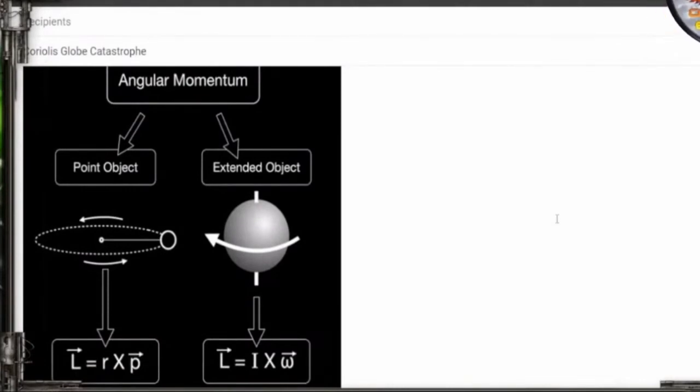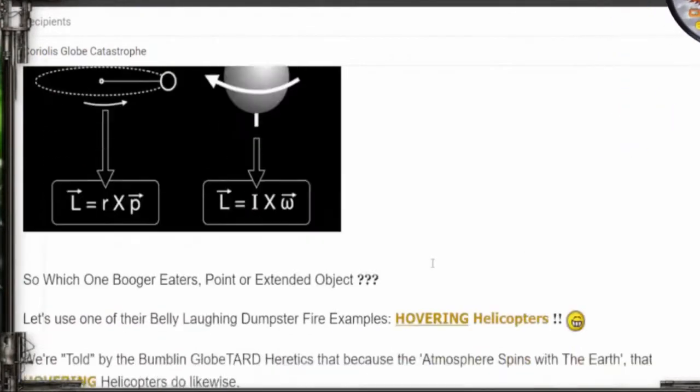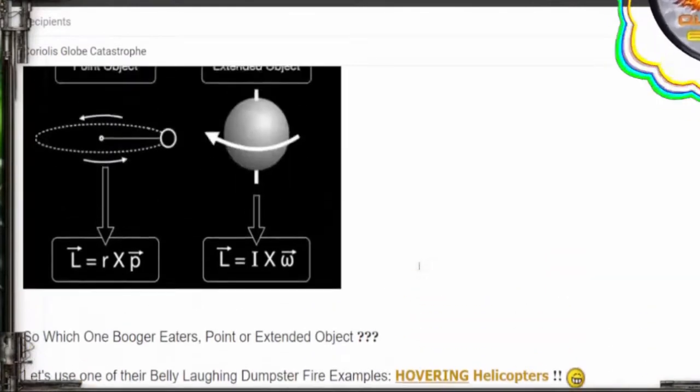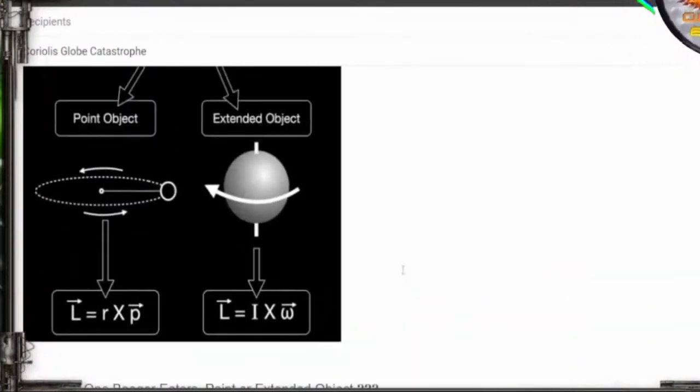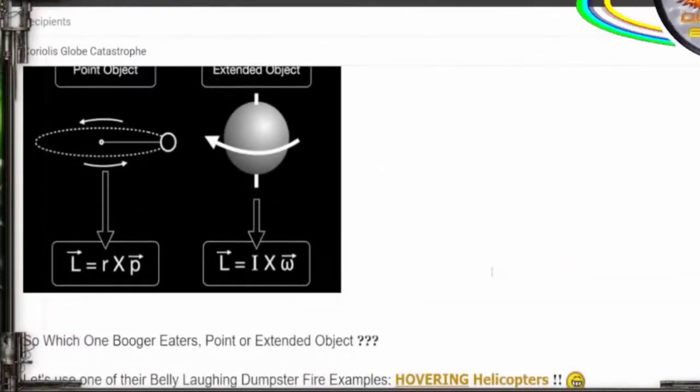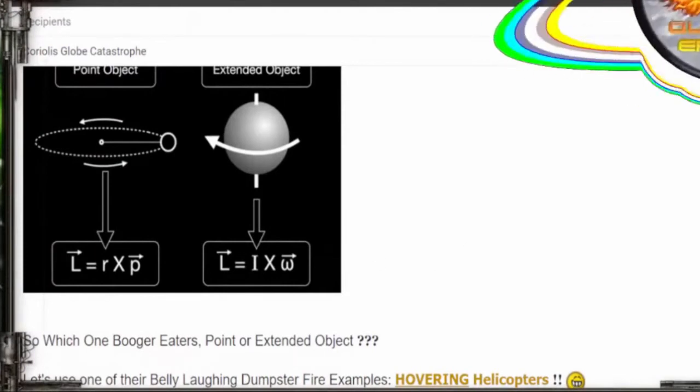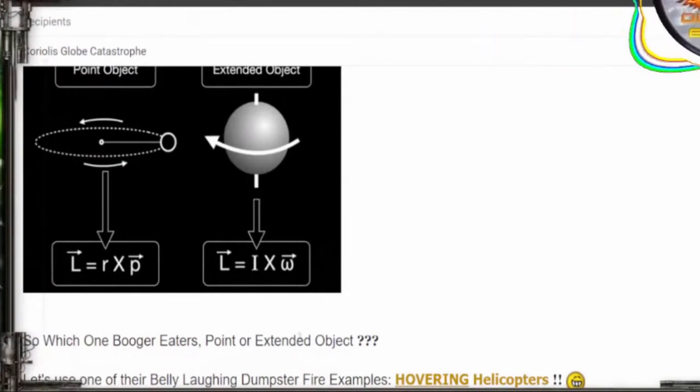Got that lasered into your retinas, because this is probably the first time you've ever seen it, right? Question. Which one? Point or extended object? You'd think this would be easy to answer. I'll tell you what, you get them to this position and ask them this question, get your popcorn. They are absolutely clueless.